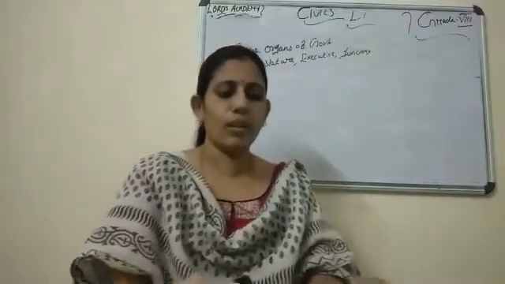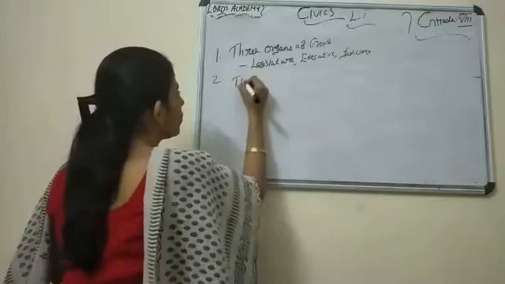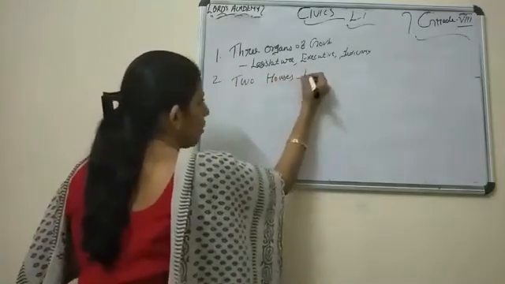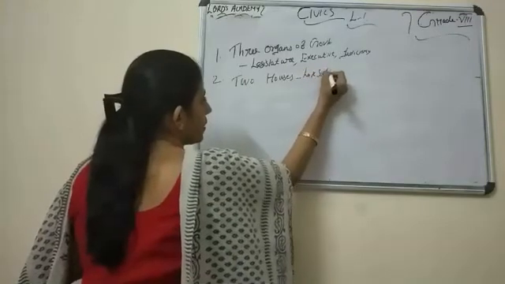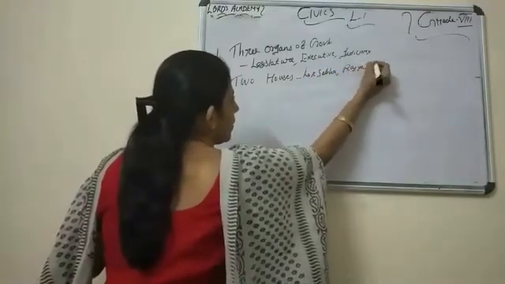And also, name the two houses of the parliament. Which are the two houses of the parliament? The two houses of the parliament are Lok Sabha and Rajya Sabha.